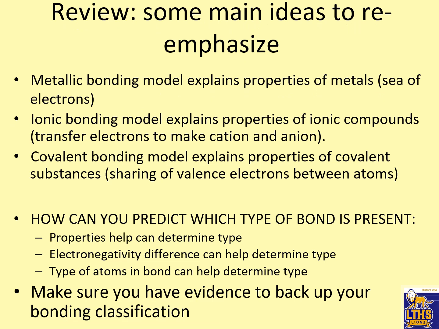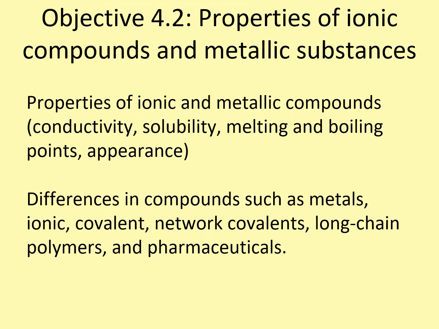So to review, some main ideas that we need to re-emphasize. Metallic bonding models help explain properties of metals. Ionic bonding model explains properties of ionic, and covalent explains properties of covalent. How do you predict which type of bond is present? Think about their properties, think about their electronegativity differences, and think about the atoms involved, and then make sure to use evidence to back up your claims. Okay, that's what we're talking about in 4.2.